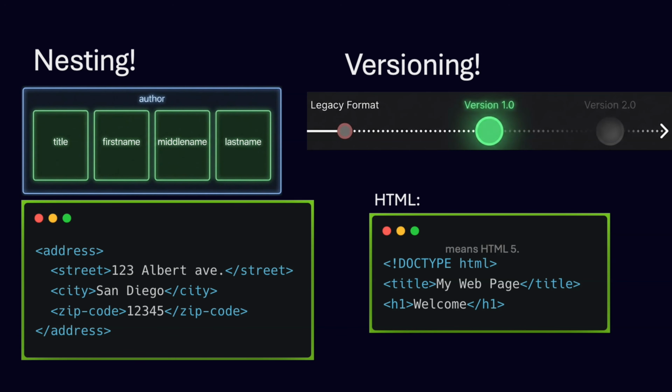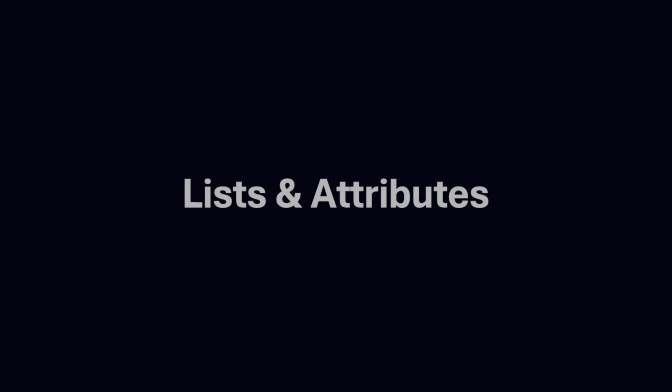Very good. Our format is solid, but a new type of customer is showing up. Books written by multiple authors together. And our format has no way to handle that. In the next lesson, that problem introduces us to two more powerful ideas: lists and attributes.